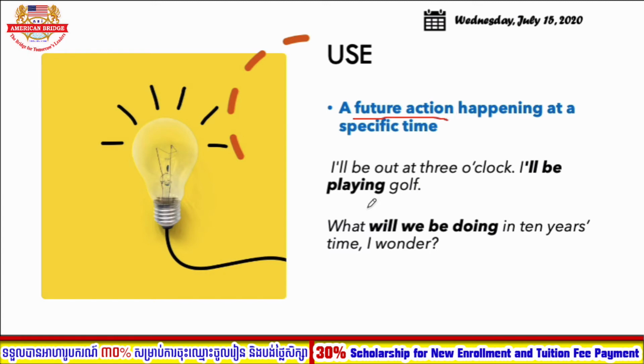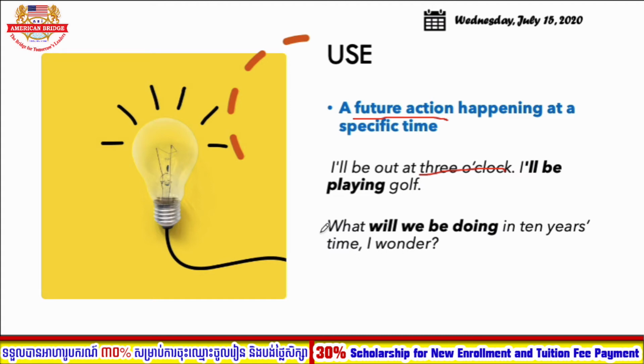So let's look at the example here. I'll be out at 3 o'clock. I'll be playing golf. As you can see in this situation, 3 o'clock is the specific time in the future. And at that specific time, at 3 o'clock, the action is I will be playing golf. So at that time, I may be in the middle of those actions.